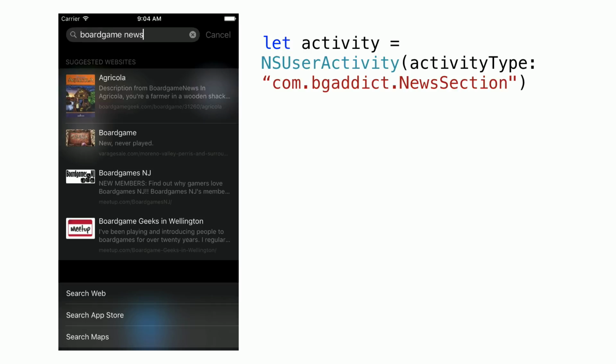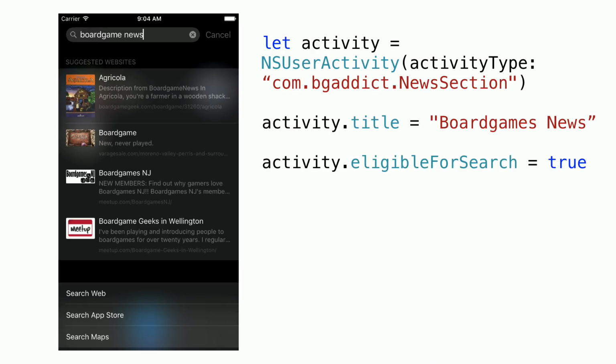So you make a user activity with just an activity type, which is a string, which could be any string, but you don't want to collide in the system, so we use reverse DNS notation again. And you set some properties on it. Here, obviously, we set a title. Then to show that this activity is for searching, we set eligibleForSearch to true.